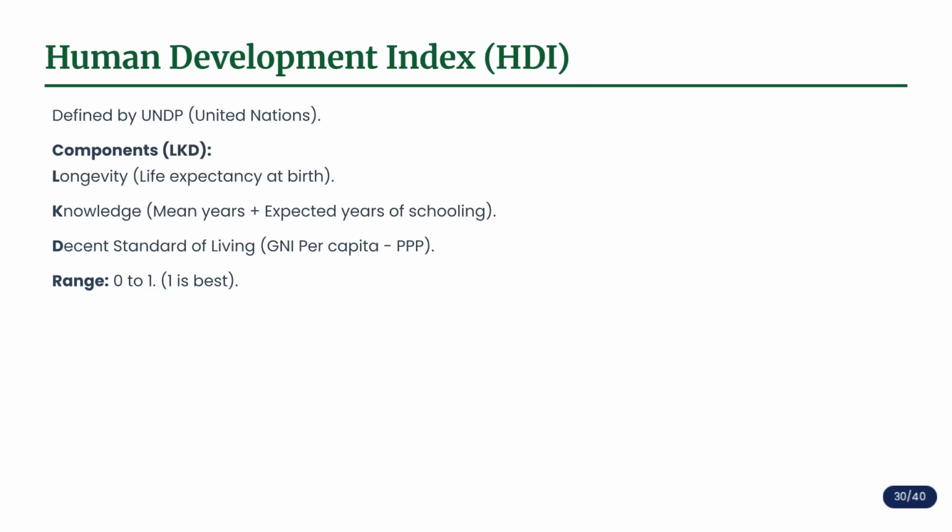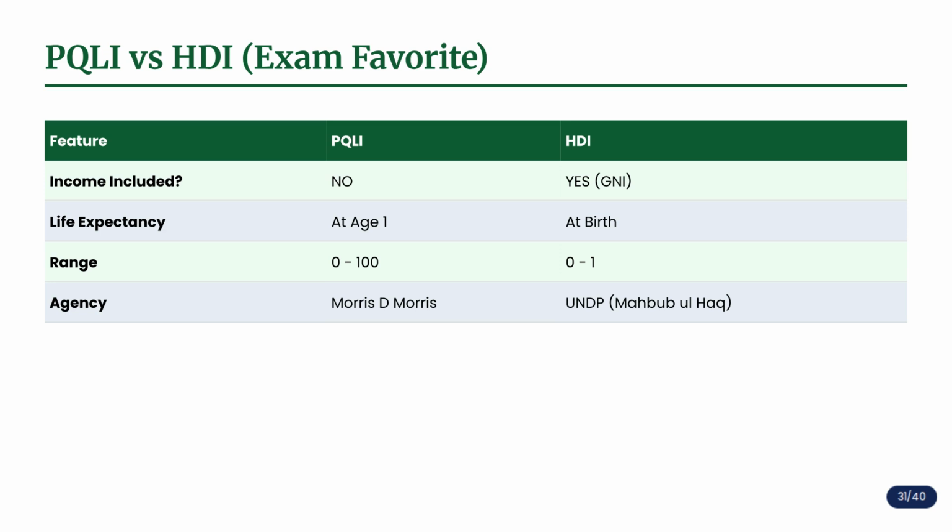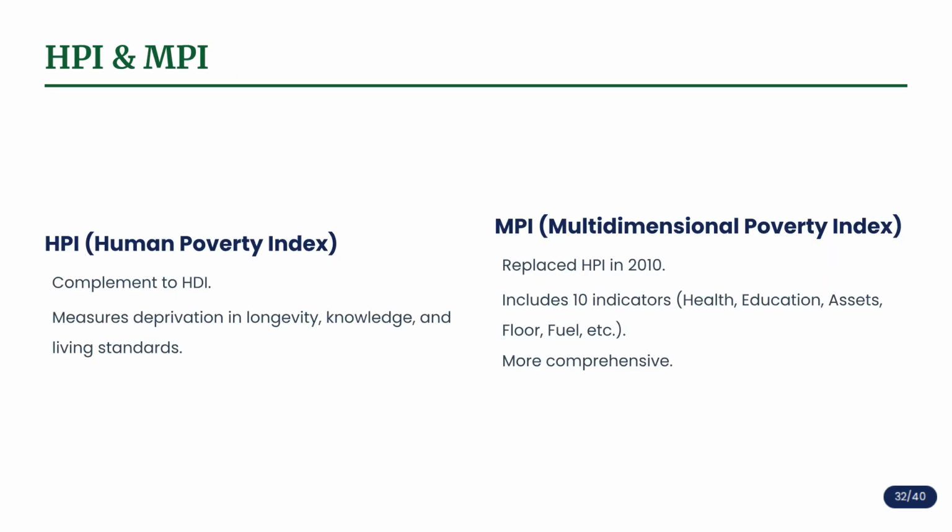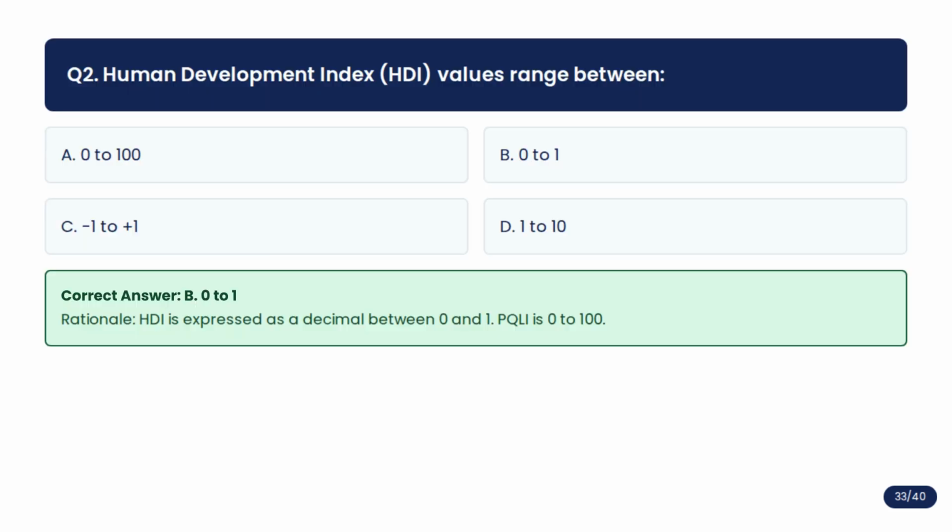The Human Development Index, or HDI, is defined by the United Nations. Its components are longevity, knowledge, and a decent standard of living, ranging from 0 to 1. This table highlights the differences between PQLI and HDI. Note that PQLI does not include income, but HDI includes GNI per capita. The Multidimensional Poverty Index, or MPI, replaced the Human Poverty Index in 2010. MPI is a complement to HDI and measures deprivation using 10 indicators related to health, education, and living standards. The correct answer for the range of the Human Development Index is 0 to 1.